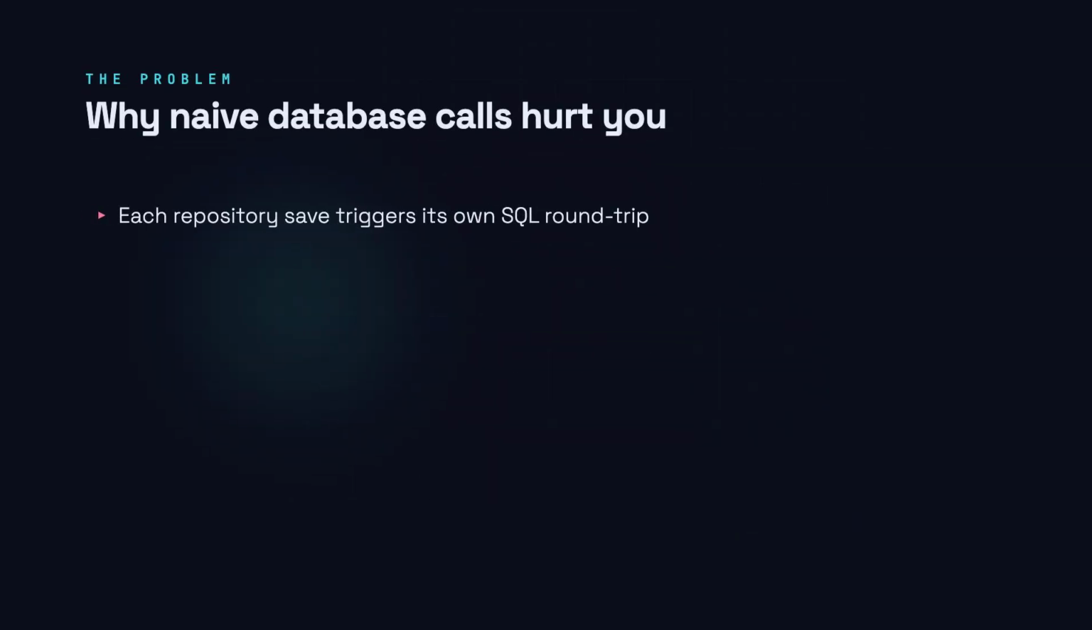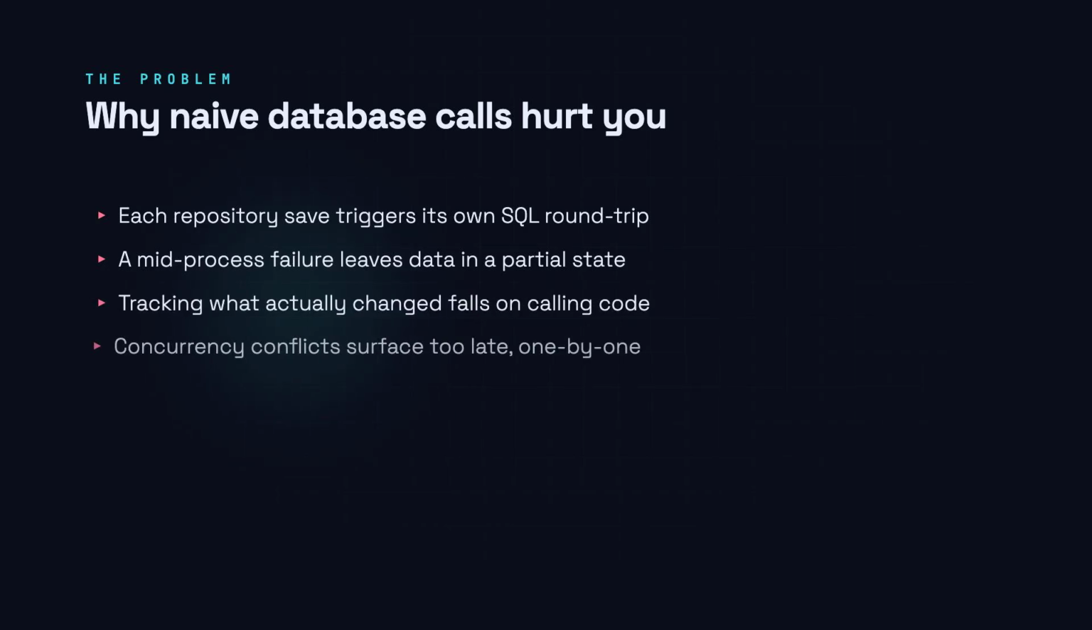Imagine you are processing an order. You update inventory, create an invoice, and debit the customer's balance, 3 separate repository calls. If the server crashes after the first 2, your database is now inconsistent. You also have no central place that knows which objects were touched, so you either save everything, wasting round trips, or you hand-roll change tracking in every service method, which is fragile and repetitive.